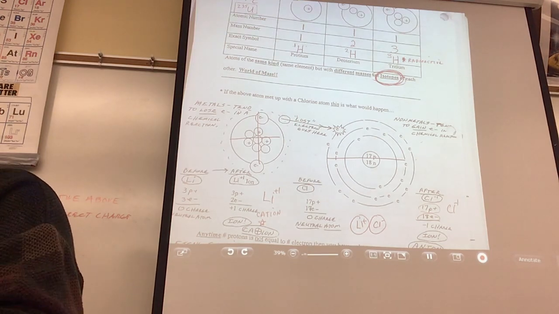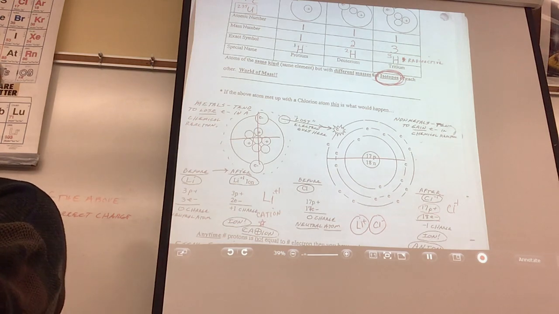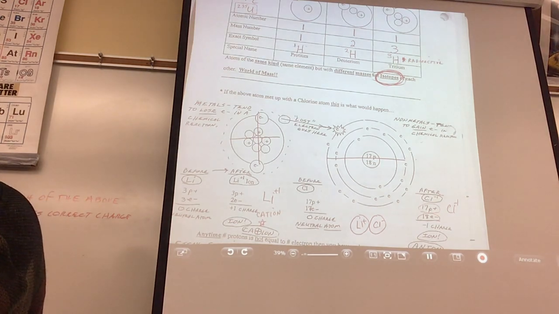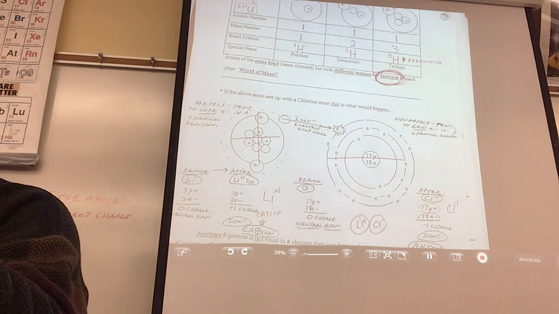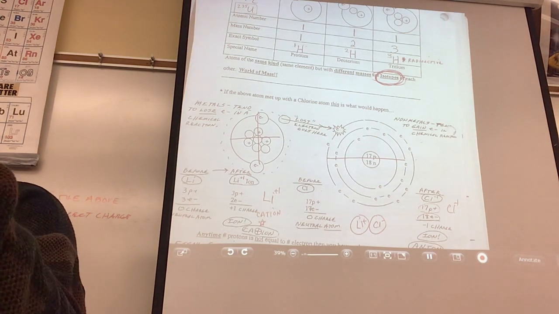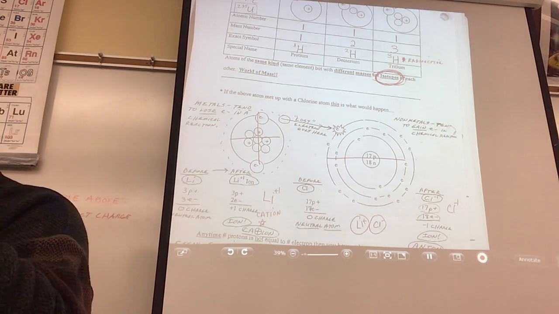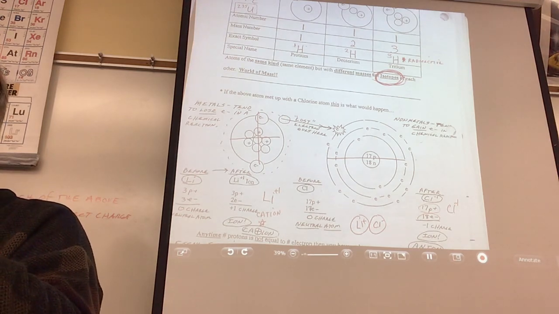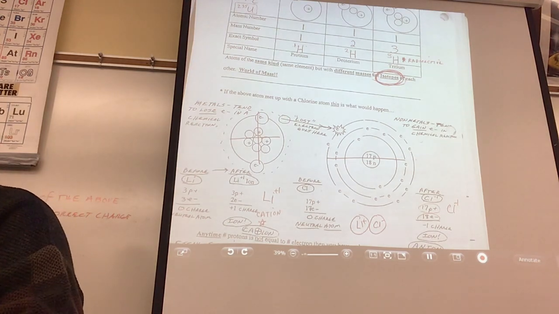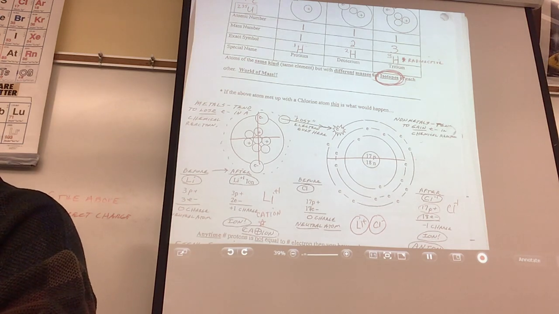You got it? I'm going to say it out loud. What happens if you put negative and negative together? They repel. What if you have things that are like charges, plus and plus, they repel. Negative and negative, they repel. What about positive and negative charges? They attract. Everybody in this room should have had that easily.